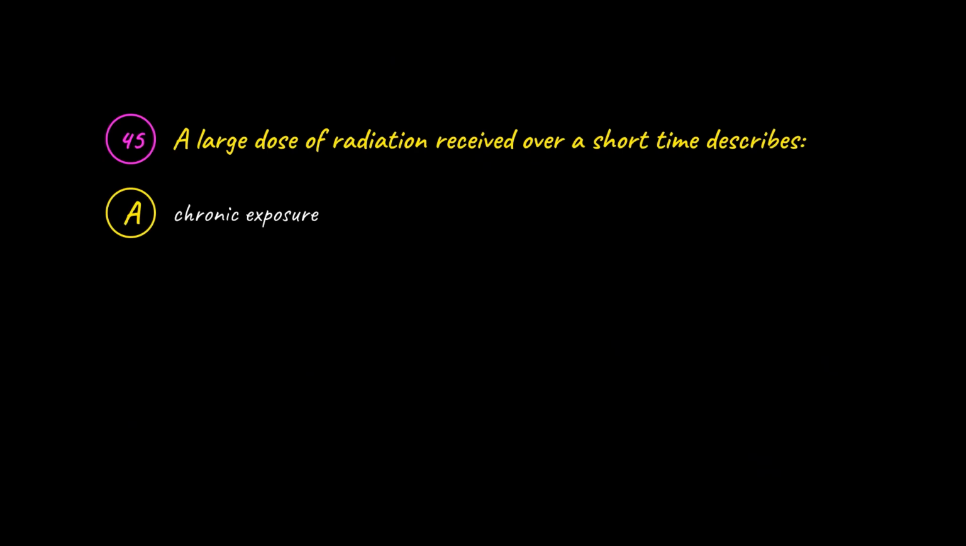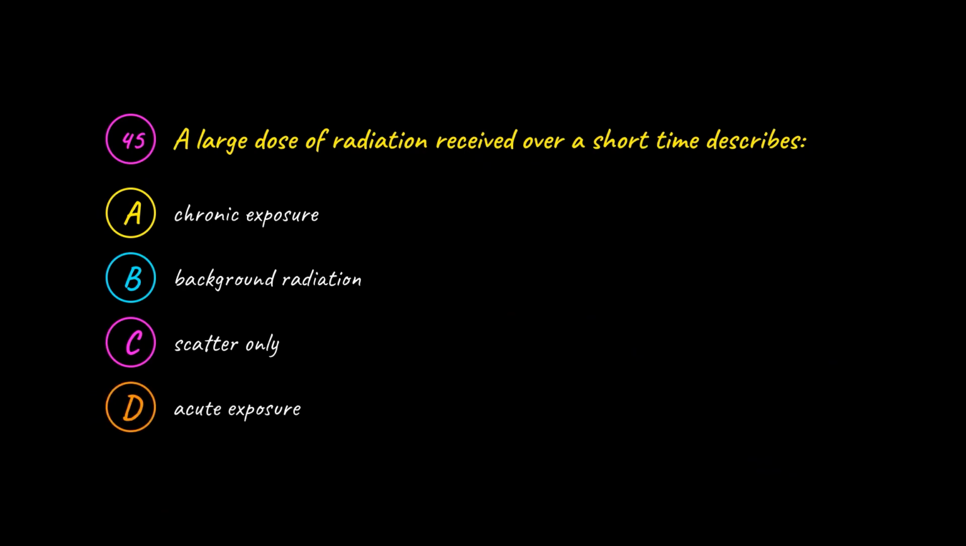Question 45. A large dose of radiation received over a short time describes. Your options are A. Chronic exposure, B. Background radiation, C. Scatter only, D. Acute exposure. Pick one. Trust your gut. Here's your chance to test yourself.